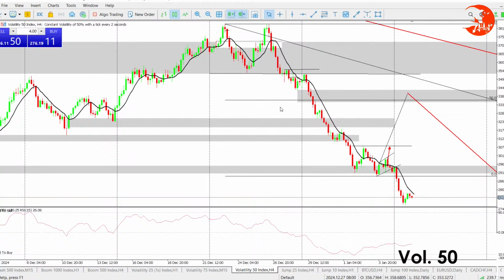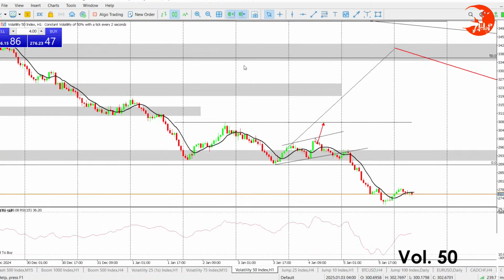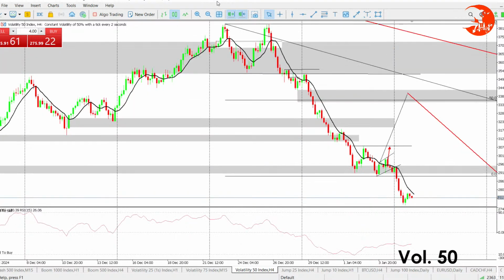So according to V50, last time we saw it, we wanted it to give us that manipulation move of some sort, and then come in stronger, but it never gave us a manipulation move. But I don't know if I entered it right here. Yeah, I entered my sales from that very point and took my profits right there. So yeah, that's how we traded that.